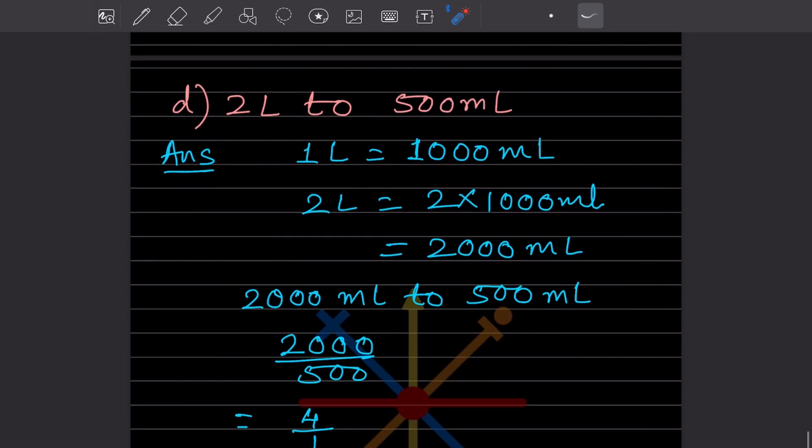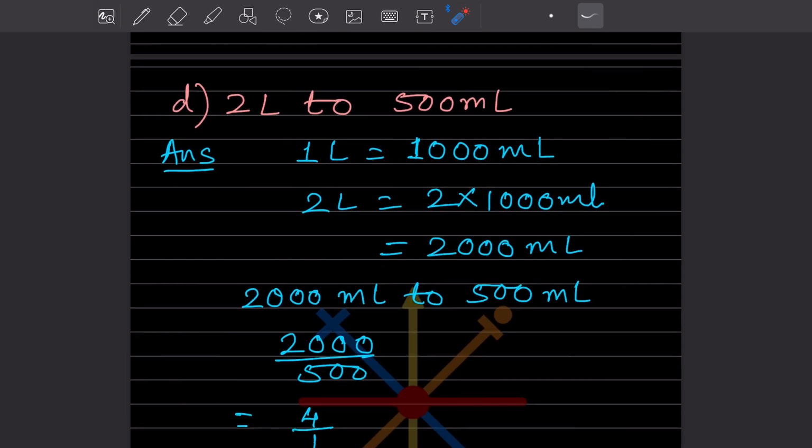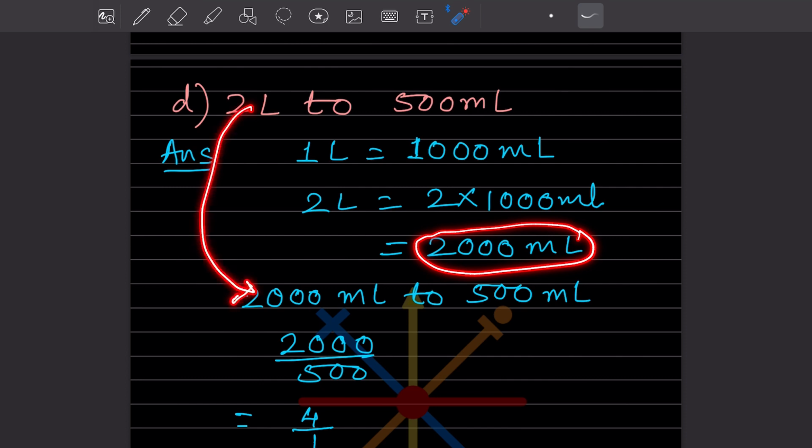Now look at the next problem. It says 2 liters and 500 milliliter. So now these liters and milliliters are different units. So here what did I do? I changed these liters to milliliters. So you know 1 liter is 1000 milliliter. So we have 2 liters. So 2 liters will be 2000 milliliter, 2 into 1000. That is going to be 2000 milliliter. So now in place of this, you will write 2000 milliliter. This you will keep as it is, 500 milliliter.